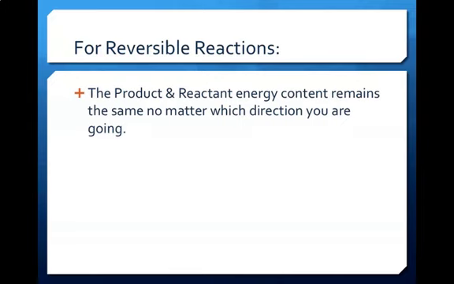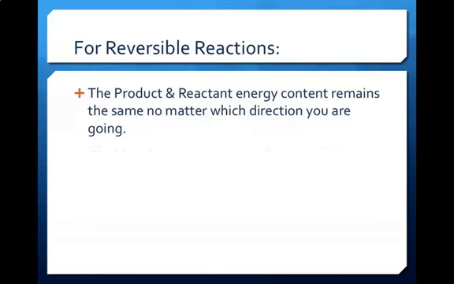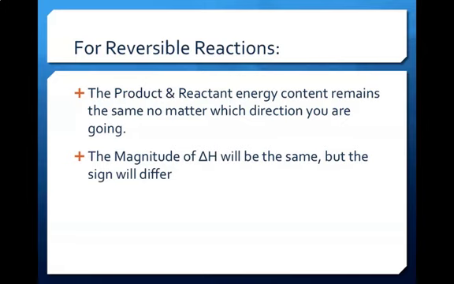If we're dealing with reversible reactions, the products and reactant energy content remains the same no matter which direction we're going. So the magnitude of the delta H is going to be the same, so the change in enthalpy will always remain the same, but the sign's going to differ. So the exothermic would be negative, the endothermic would be positive. Let's say it's 10, it would be negative 10, and the other direction would be positive 10, or vice versa.